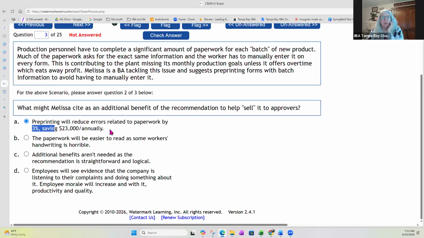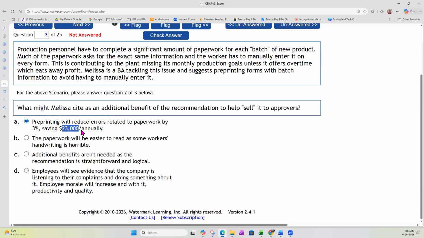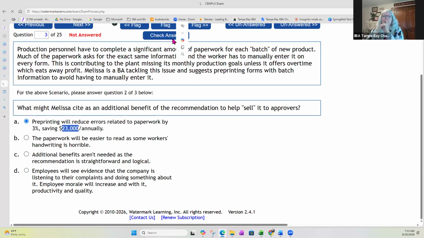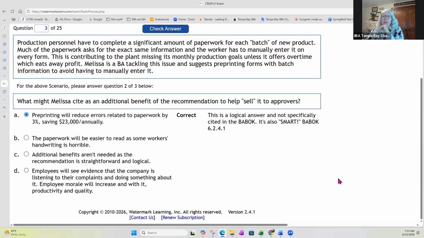Mm-hmm. One reason I like A is because we're using numbers that talk to the executives' bottom line focus. If you can say employees will be happier, that's one thing. If you can say we're going to save you this much money, that's a totally different way of hearing it. Exactly. Okay, let's test this one. Okay. It's also SMART. It's specific, measurable, so we're good there.